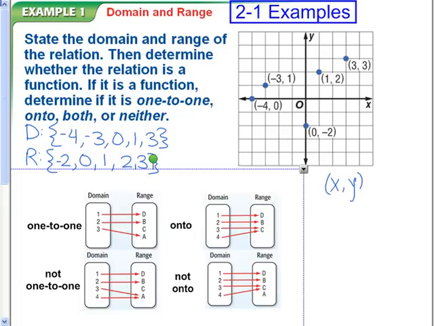Okay, now we have to decide if it is a function. To do that, you draw a vertical line, and then you decide, is this line ever going to hit 2 points at the same time? And the answer is no. So this passed the test, it is a function.